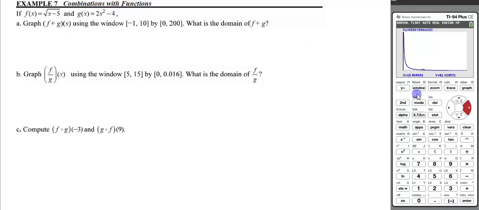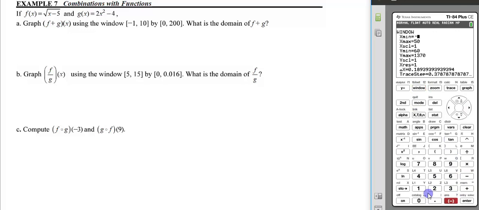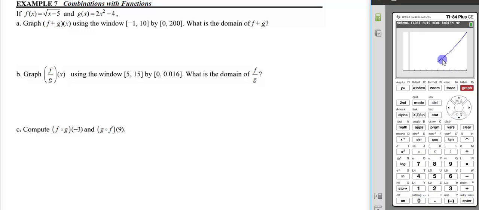So we can actually go straight into putting this into the calculator. The f of x function, square root of x minus 5. Make sure that you arrow right to get out from underneath that square root. And we're adding 2x squared minus 4. Let's set our window to the dimensions that they've asked, -1 to 10 on the x and 0 to 200 on the y. Graph, and this is the graph that we have.